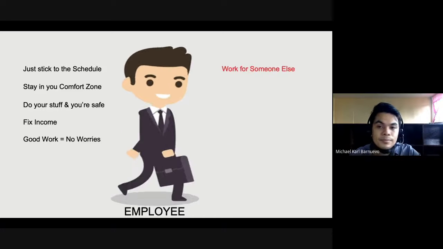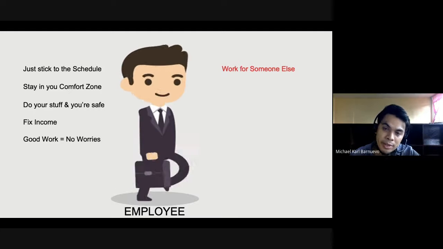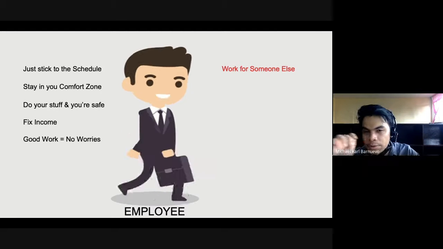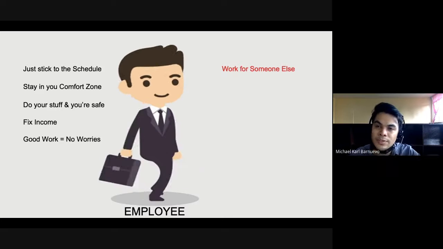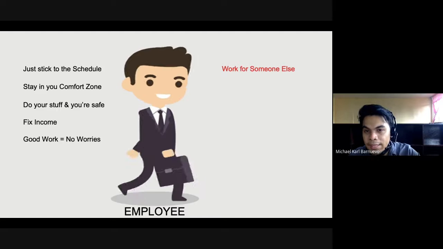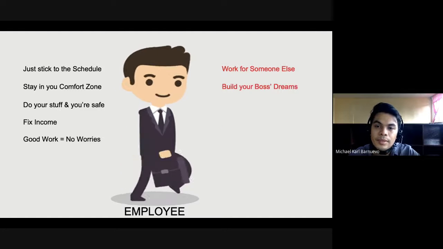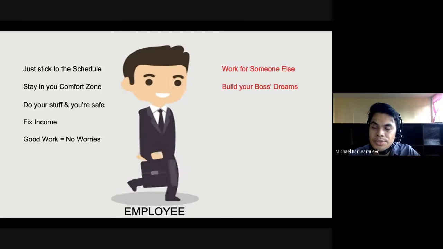For the negative side naman, syempre you are working for someone else. Okay, I guess some people do not want this. You are working for someone else. You work, you work, you work. By the end of the day, the company will benefit, not you. You are building your boss's dreams, not your own dreams.